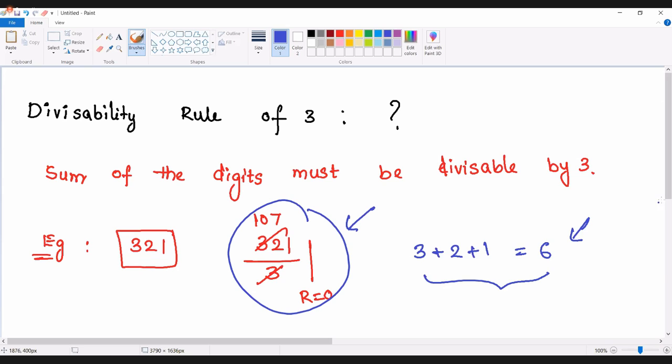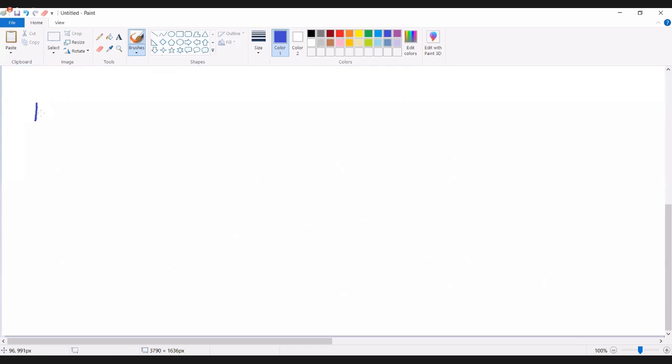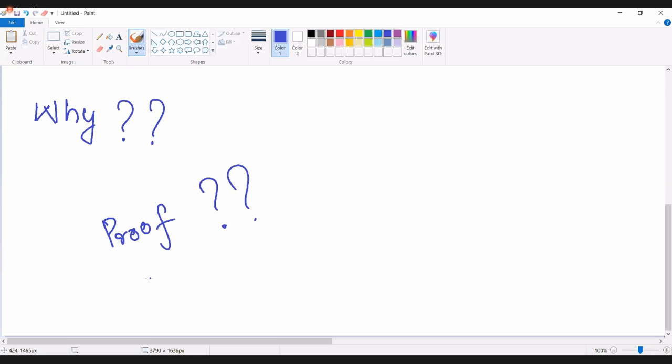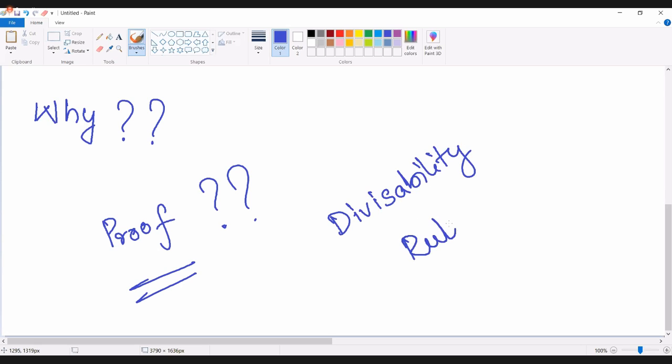So now the question for you is: why are we taking the sum of the digits? We all know that the divisibility of 3 is nothing but the sum of the digits being divisible by 3. We studied this from school onwards. Why are we checking the sum of the digits? What is the proof behind this? Try to find out the reason why we check the sum of the digits for 3. Based on your reason, we will continue in tomorrow's session.